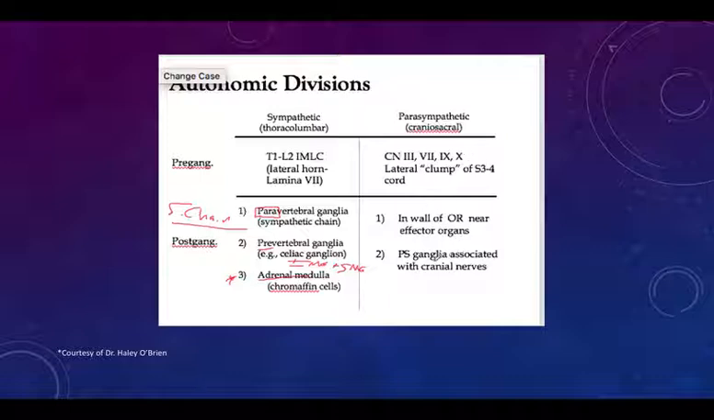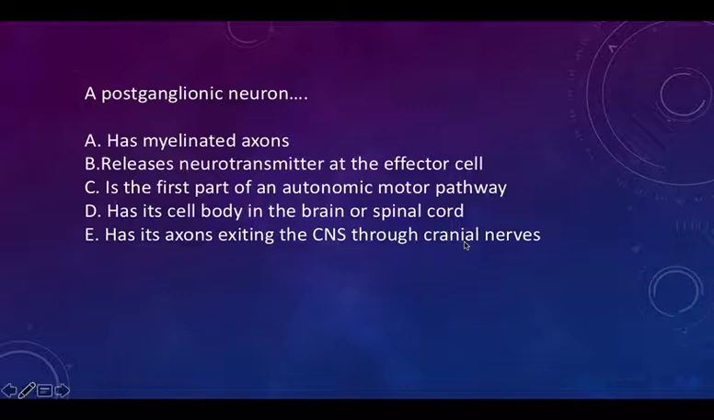Parasympathetic postganglionic synapses happen in the wall, like I said, remember that intramural term, in the wall, intramural, or near effector organs, and they're going to be literally right next to the target organ. So even though it's a 2-neuron system in the parasympathetic nervous system, the preganglionic is so long that it travels all the way to right beside the target organ, and in some cases inside the target organ. Okay, let's do some practice questions to finish up here.